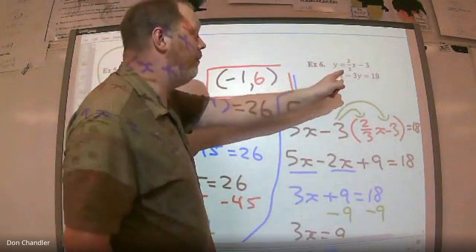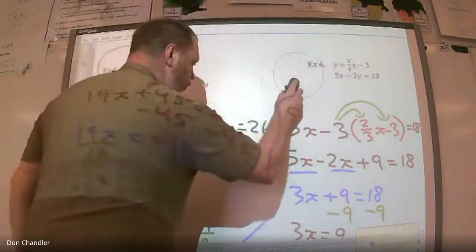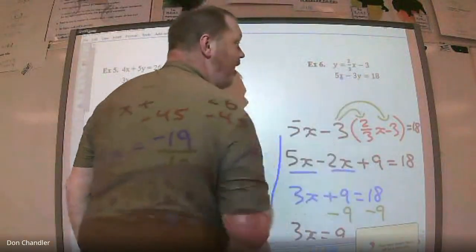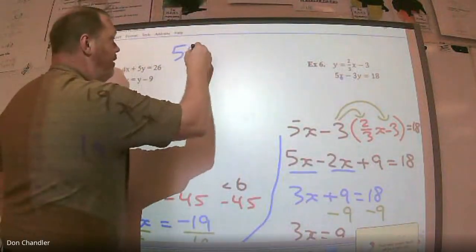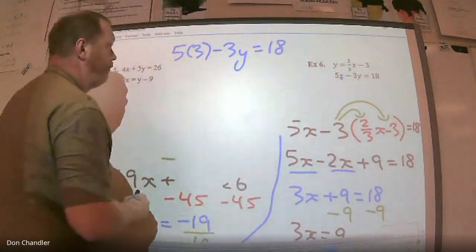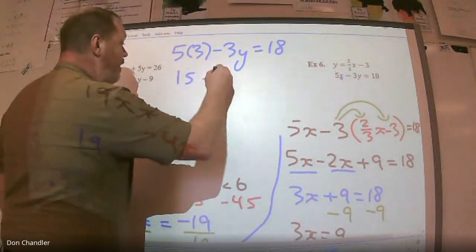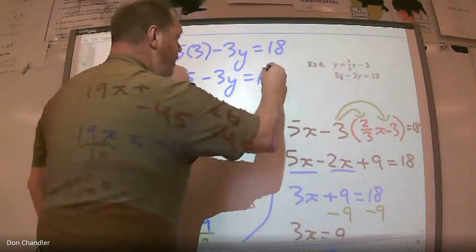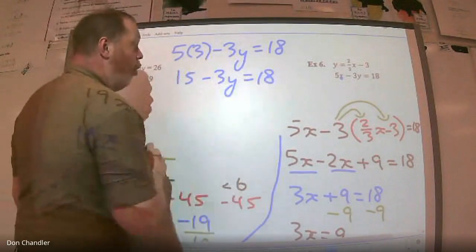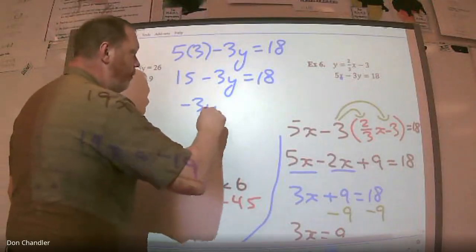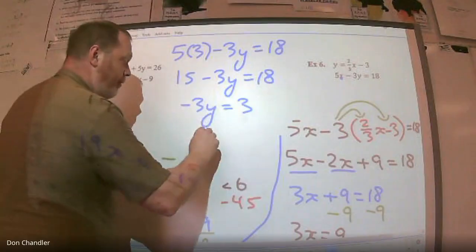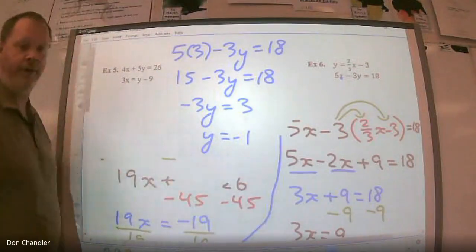Tell you what, I'll even play with this guy. I'm just going to erase this. I'm about to put a 3 into that x right there. 5 times 3 minus 3y is equal to 18. 15 minus 3y is equal to 18. Move the 15 over via subtraction. Negative 3y is equal to 3. Divide both sides by negative 3, and y is negative 1.